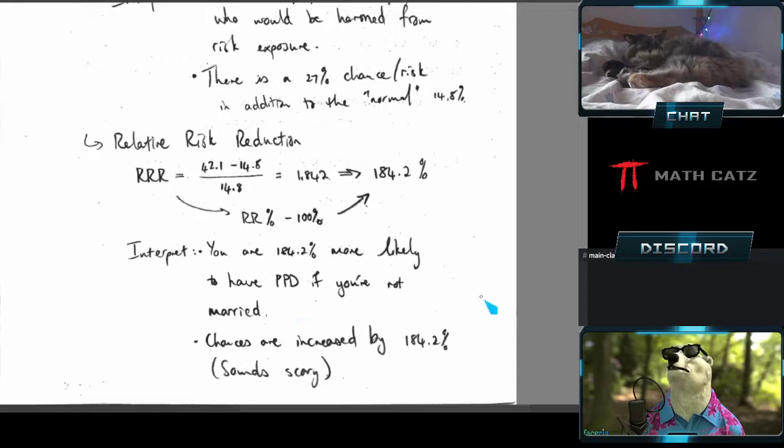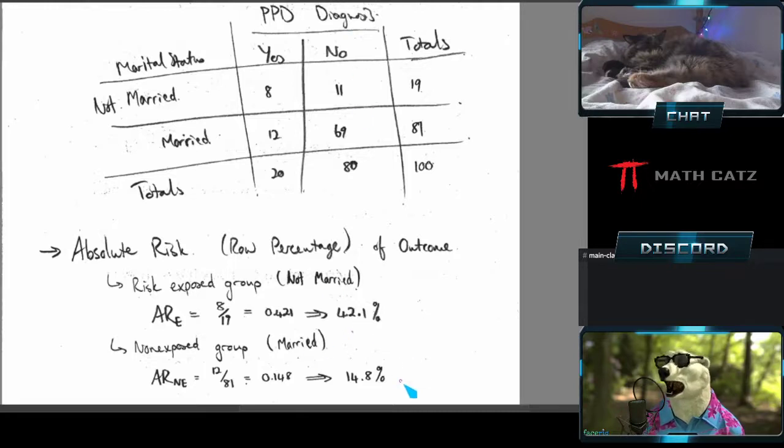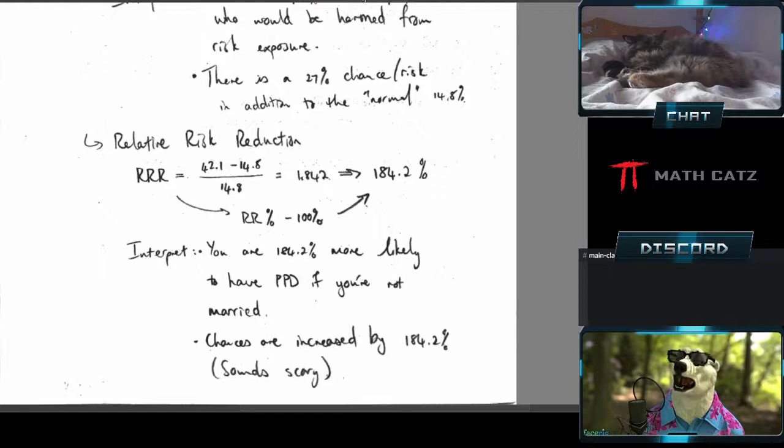So when I think of these numbers and I read them, I think about 42%. Okay, 42% is kind of high. 14.8%, none of them super scary. Postpartum depression is a real thing. Different numbers have different levels of impressiveness. And if I say that being not married is a 184% higher probability, an increased probability of getting postpartum depression if you're not married, that sounds a little scary.